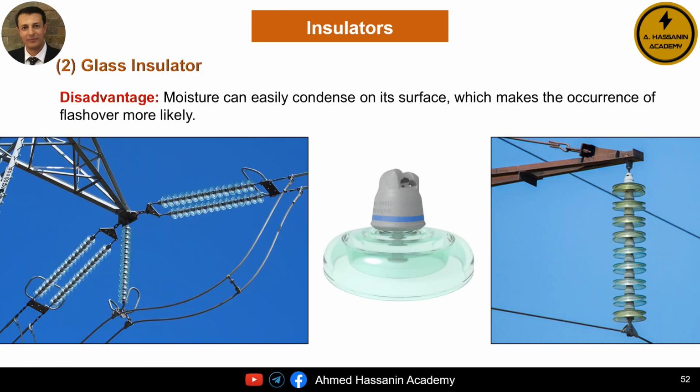The second type of insulators is the glass insulators. It is very important to understand that the main disadvantage of glass insulators is the ease of moisture condensation on the surface of the glass insulator. This means that a flashover can easily occur when there is dust present on the insulator's surface. For this reason, as much as possible, the installation of glass insulators should be avoided in humid locations.